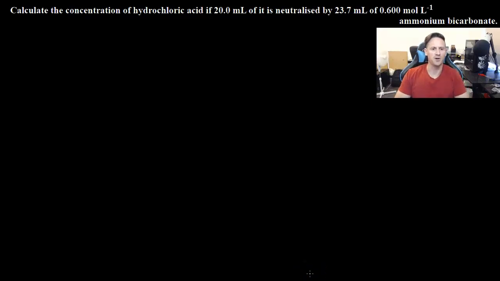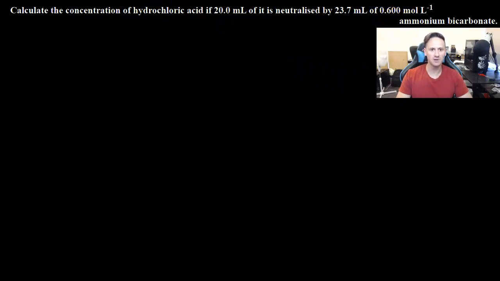Just want to talk you through an example stoichiometric practice problem with a titration. So for this one, we're calculating the concentration of hydrochloric acid, if 20.0 mL of it is neutralized by 23.7 milliliters of 0.600 mole per liter ammonium bicarbonate.